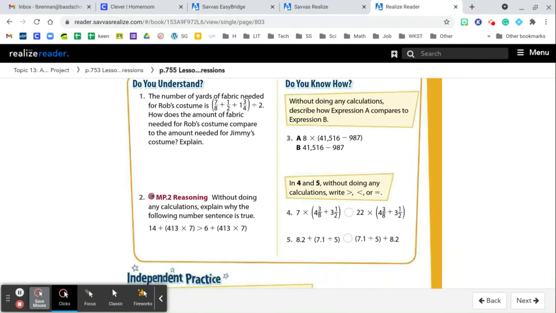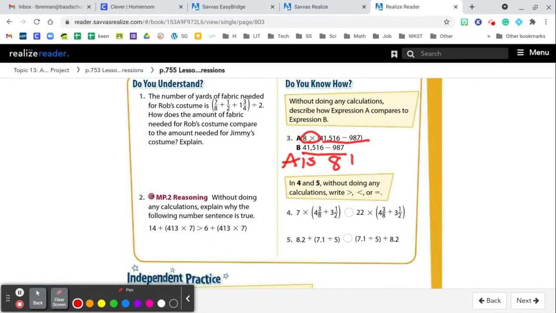Tricky. Without doing any calculations, describe how expression A compares to expression B. So when you look at A and B, you want to look at what's the same and what's different. Well, they both have this, but A also has that. So we could say A is 8 times larger because it had 8 times.